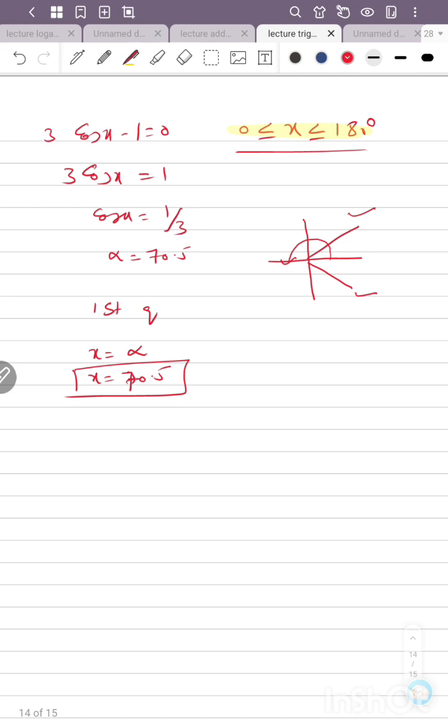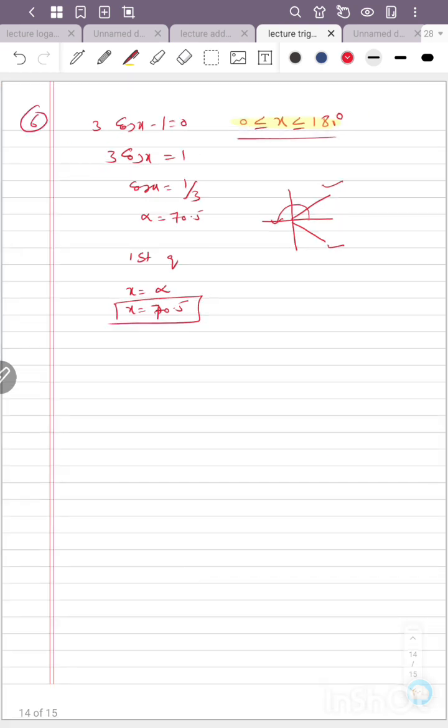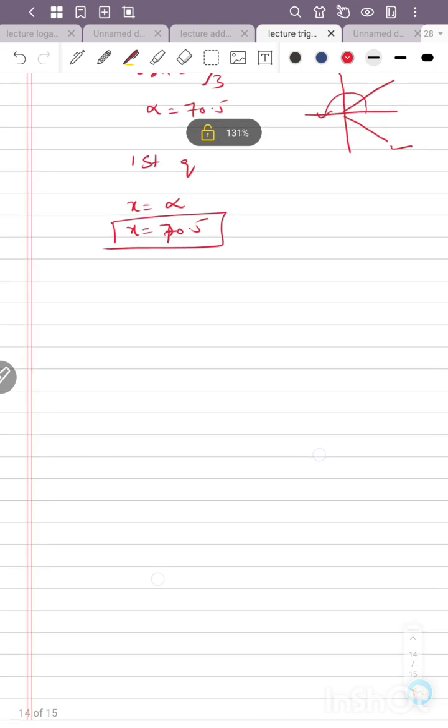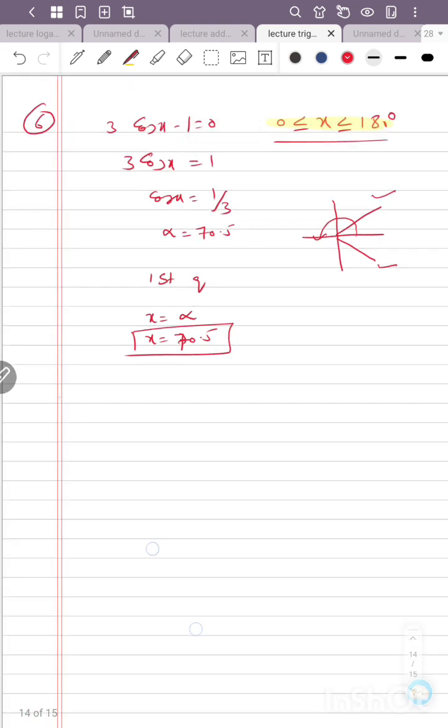Next question is related to radians. In this question the interval is given by 0 less than or equal to x less than or equal to 2 pi. So he used 2 pi, it means he used radians. You have to memorize: if the question is given in the form of 2 pi, 3 pi, pi system, they are asking for radians. Okay, cos of x equal to 0.5.